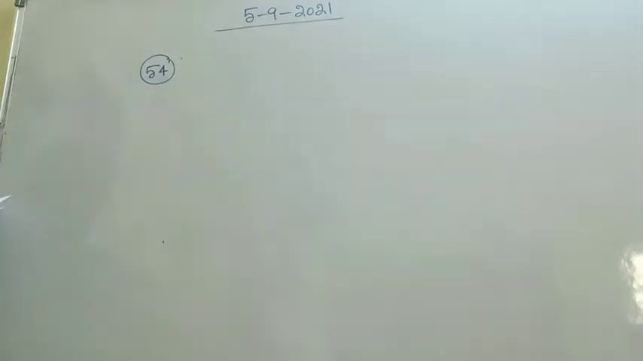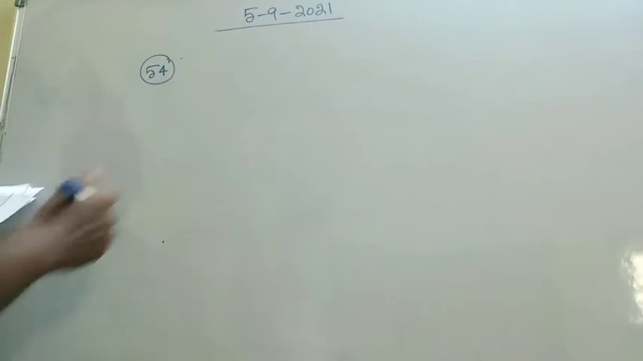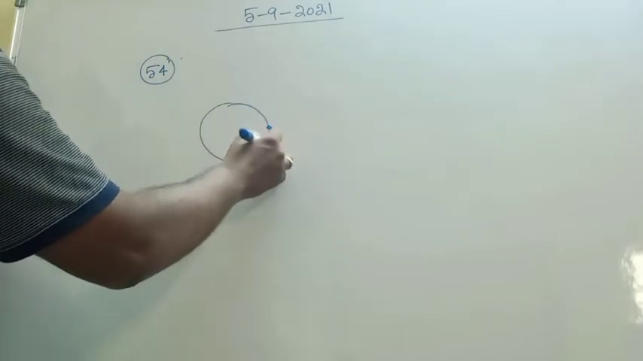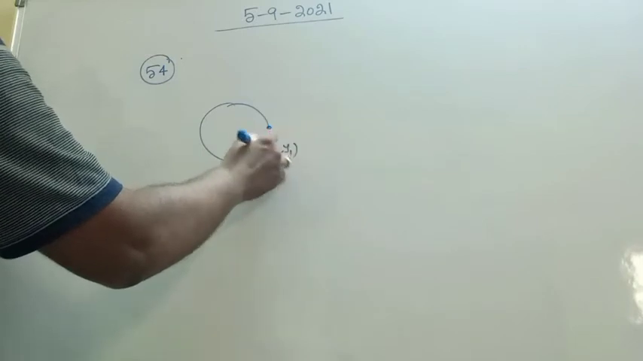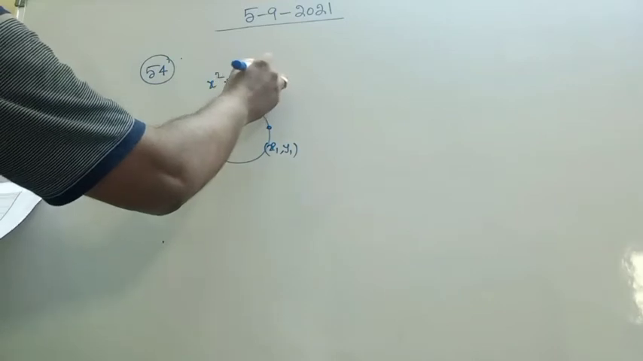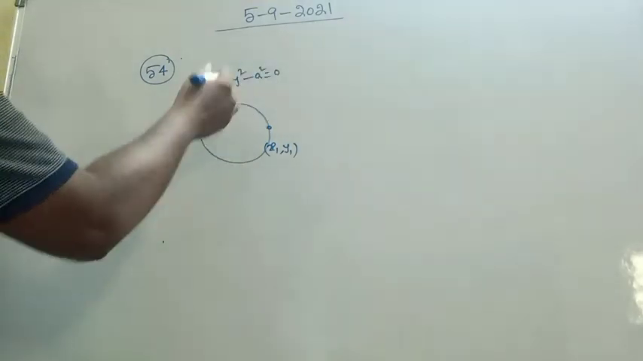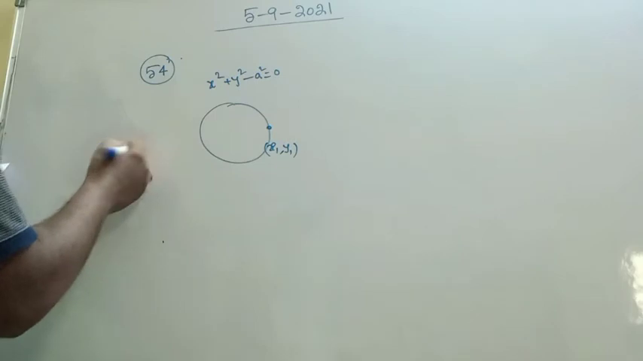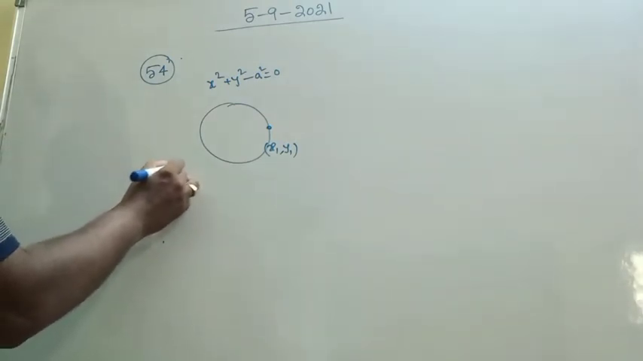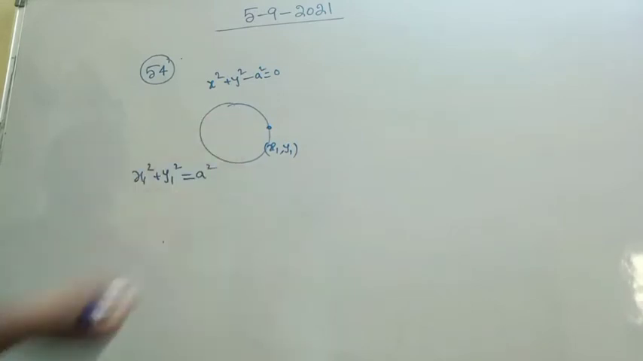Now, the 54th question. Many times we have discussed this even in our online classes. They have given the chord of contact of tangents from a point on the circle. Let us take the point on the circle as (x1, y1), and the circle is given by x² + y² - a² = 0. That means this point lying on the circle satisfies x1² + y1² = a².